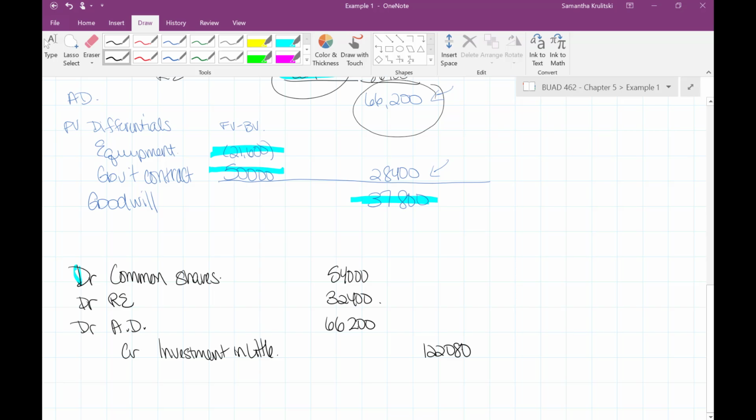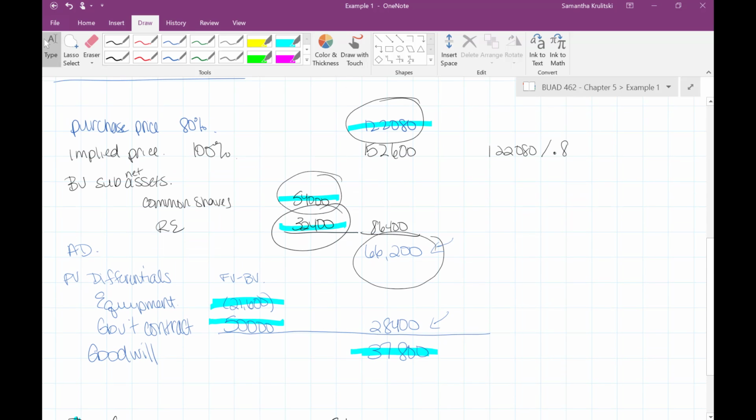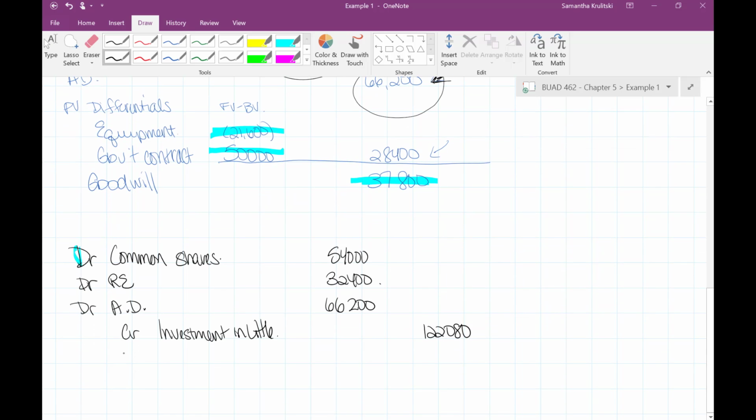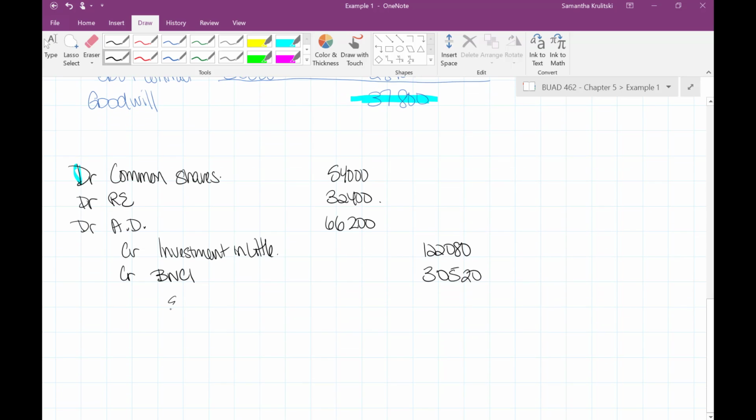And so what is missing? What's missing is our non-controlling interest. We've recorded our acquisition differential based on 100% of the net assets. So we need to take that difference between what it is that we actually bought, that 80%, and the 20% of the non-controlling interest. So we're going to go ahead and credit our BNCI for $30,520. So this is our elimination and setup of BNCI.